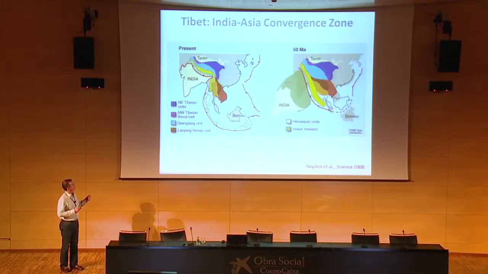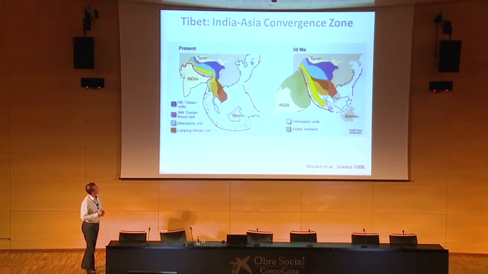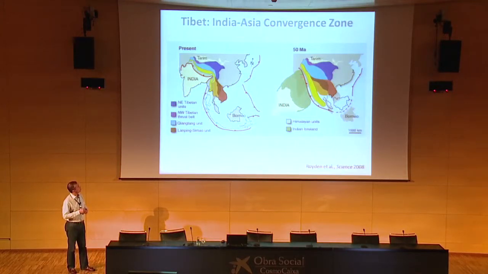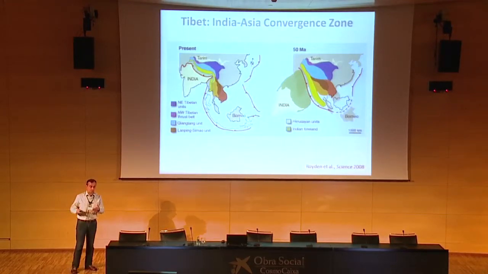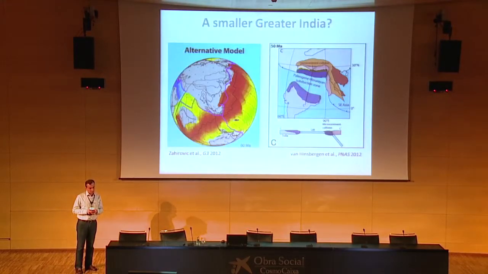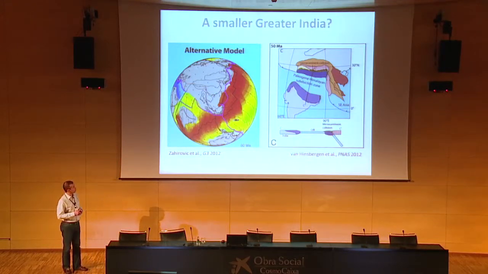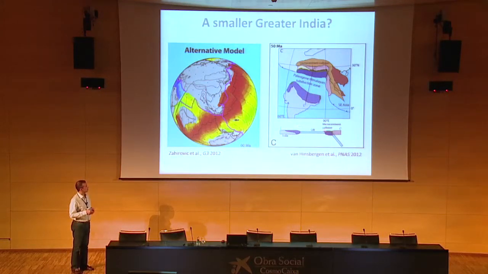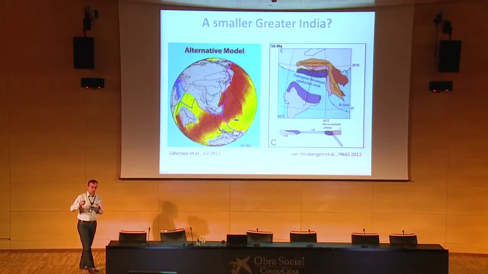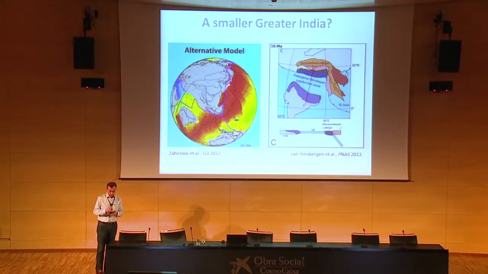So what happened is that India hit Asia at some point in the past. At the moment it's debated how long ago that was, and that's related to the size of Greater India, the part of India that has been consumed in the collision. Recently, a few models were proposed by different groups suggesting that Greater India was in fact much narrower, which implies differences in how plate tectonics worked in the Indian Ocean in the past.